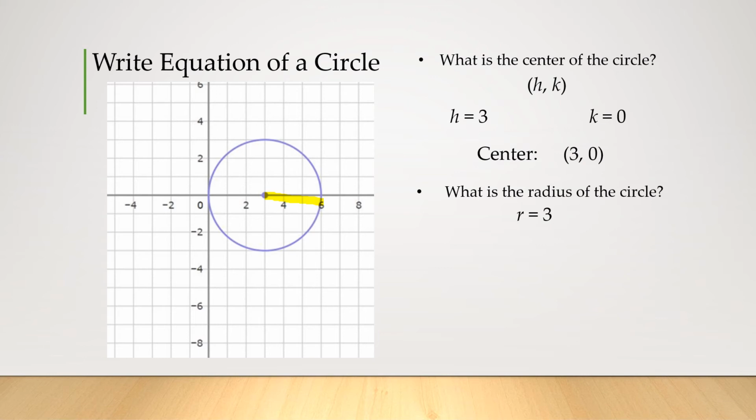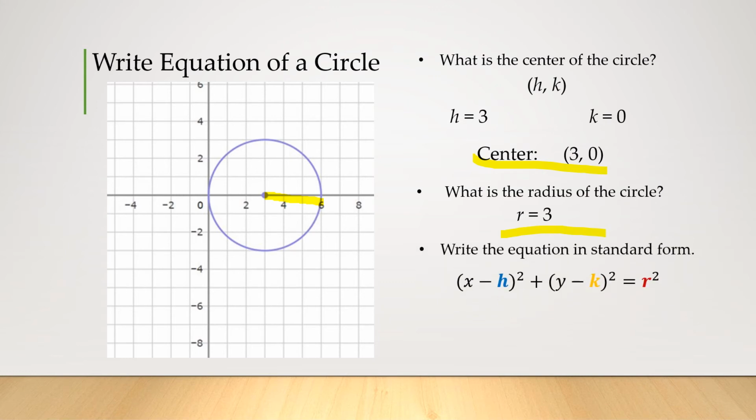So now we're going to take the center of the circle and the radius and replace those back in the standard form, h and k and r. So we're going to replace 3 where you see h, 0 where you see k, and 3 where you see an r. And we'll end up with x minus 3 to the second power plus the quantity y minus 0 to the second power equals 3 to the second power.